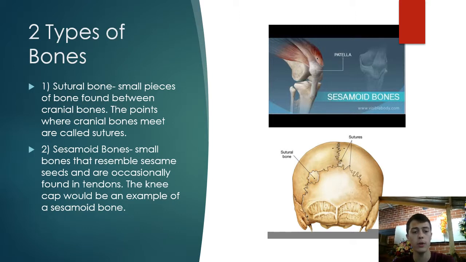Moving on to number 2, the sesamoid bone is a small bone that resembles the sesame seed, hence the name sesamoid, because those bones are small and they're occasionally found in tendons. A prime example of the sesamoid bone would be the kneecap.